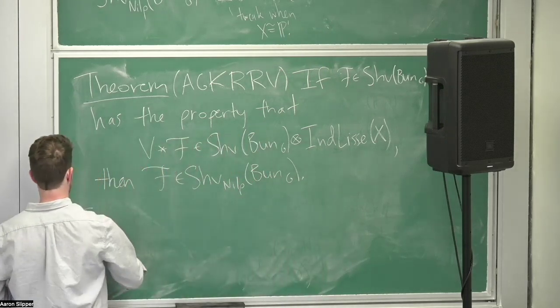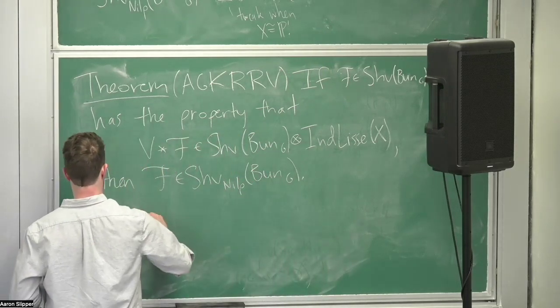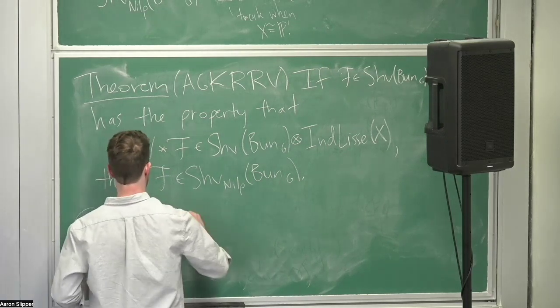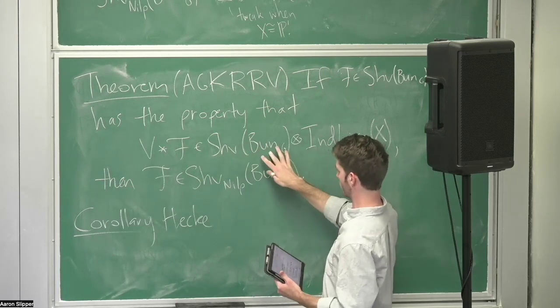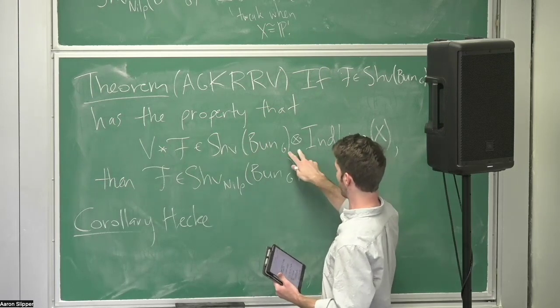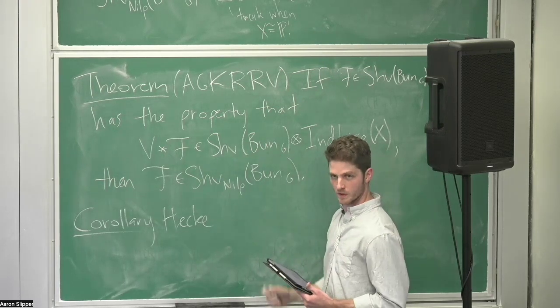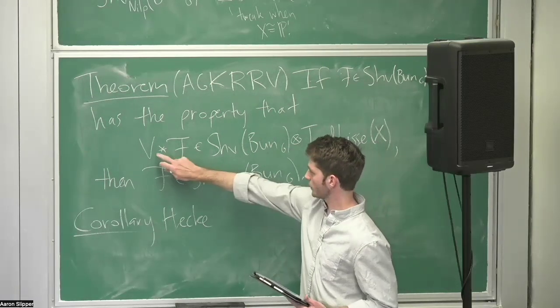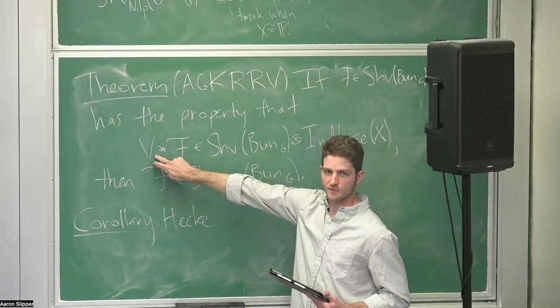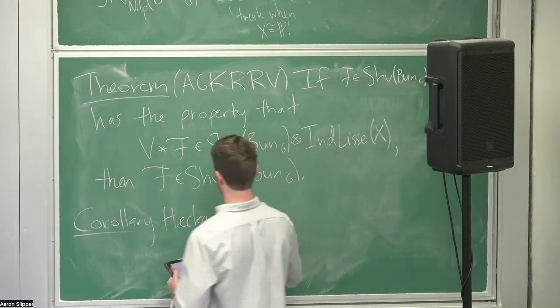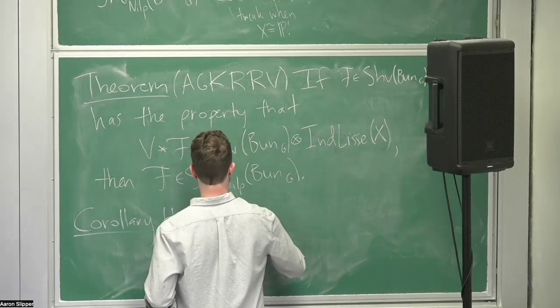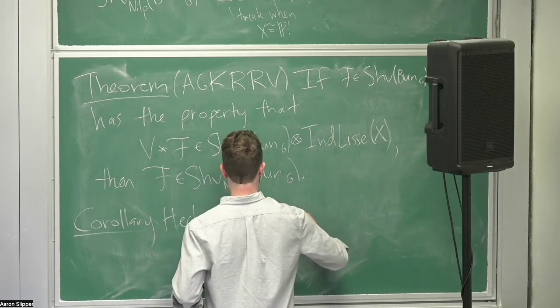Okay, and so in particular, as a corollary, you get that Hecke eigensheaves, which definitely have this property because when I apply Hecke functors, I'll get F box product the local system attached to the eigenvalue, which will be in IndLisse. So Hecke eigensheaves have nilpotent singular support.